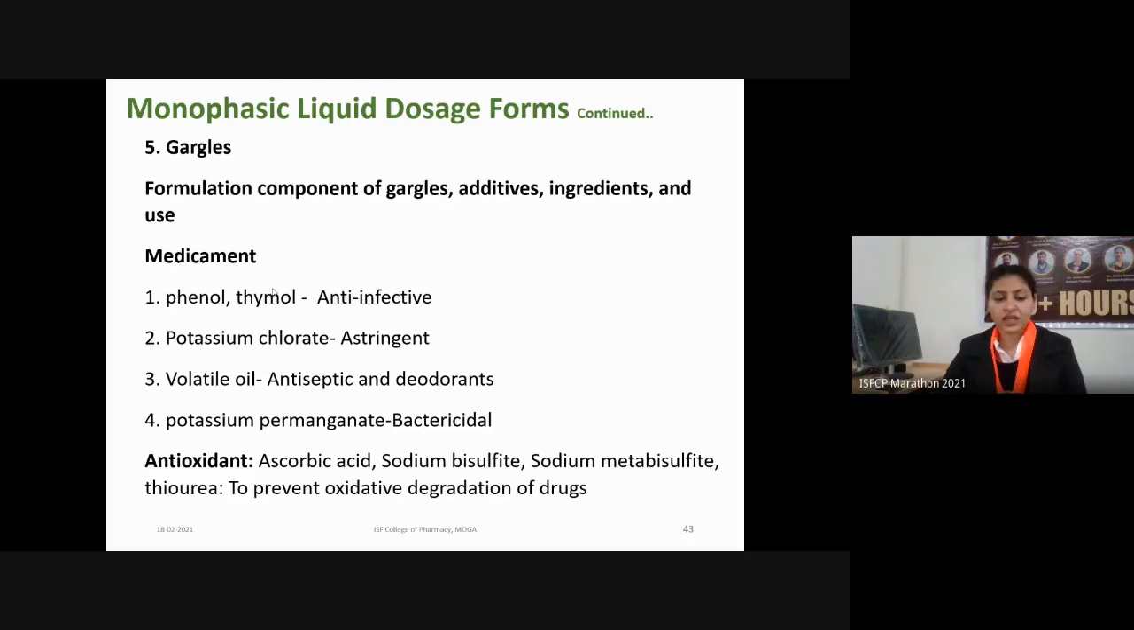We also use antioxidants as one of the excipients in the preparation of the gargles. Ascorbic acid, sodium bisulfite, sodium metabisulfite, thiourea are the different types of antioxidants that we use to prevent the oxidation of the drug.